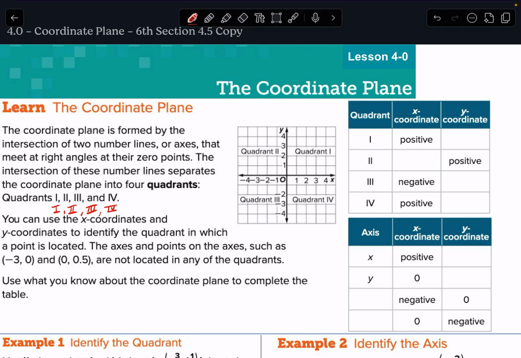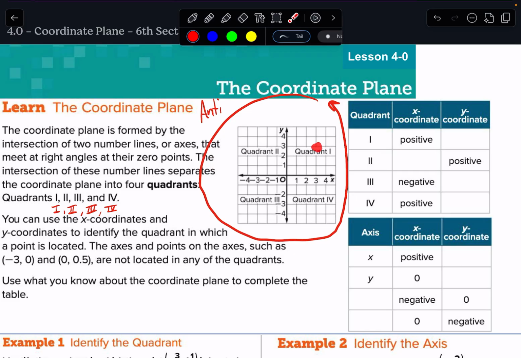Now the other thing that's weird is it goes this way, right? This is anti-clockwise or counterclockwise. So it goes around that way. So there's quadrant 1. It's quadrant 1. All right, so there's 1. There's 2. There's 3. There's 4. Okay, we got them all there.